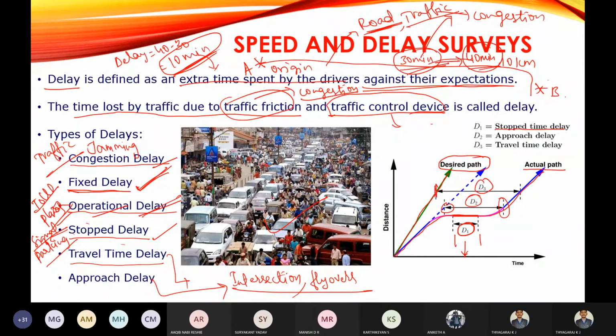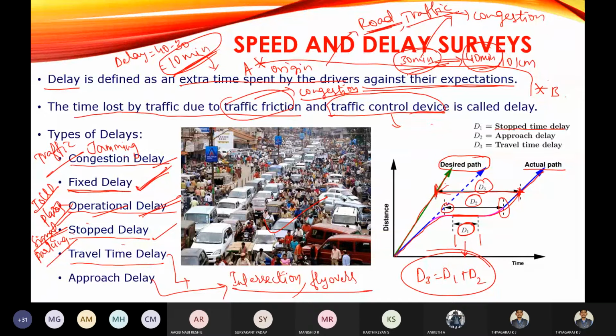So the actual position is here, but you will be moving here. So D3 is equal to D1 plus D2. So the travel time delay is equal to approach delay plus stop time delay. So the actual you should move here, but you will be moving here, creating some delay in this time from desired path to actual path. So this is about the delay: what do you mean by delay, types of delay, and the pictorial representation of the delay.